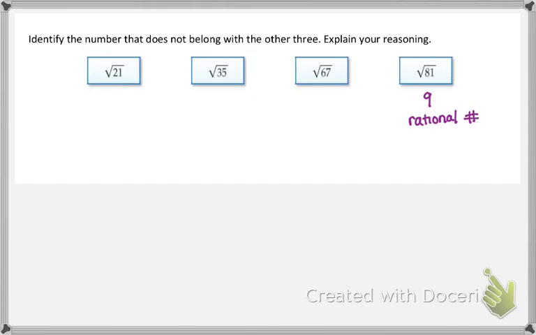Whereas all the other ones, the square root of 21, square root of 35, square root of 67, are not nice integers that we can take the square root of nicely. If we put all of those into our calculator, these are all going to give me decimals that don't end and don't repeat. So all three of these are irrational numbers, and the square root of 81 is the only one that's rational.